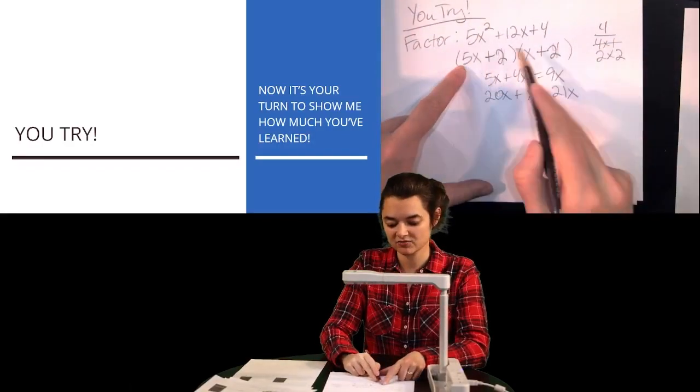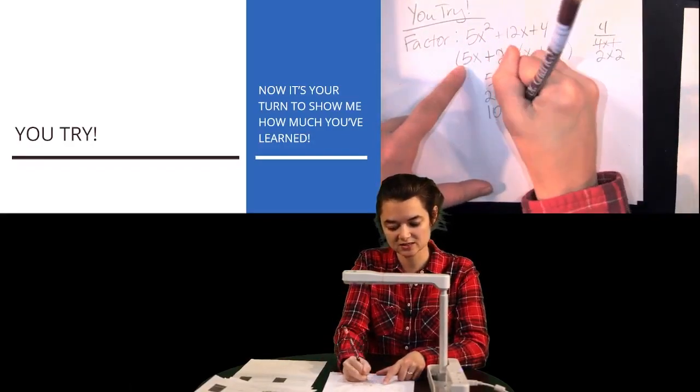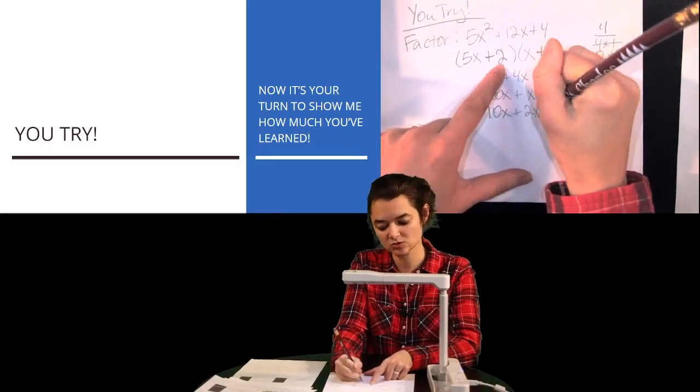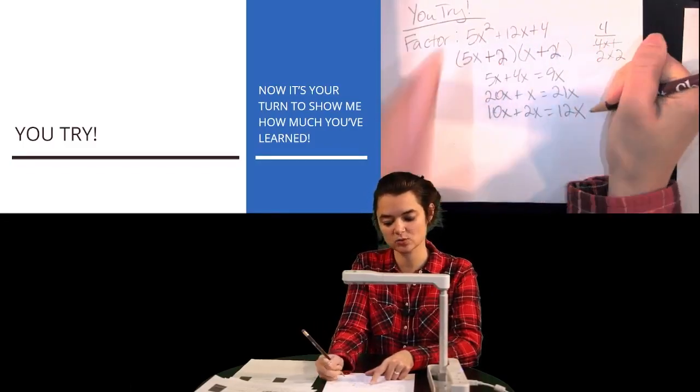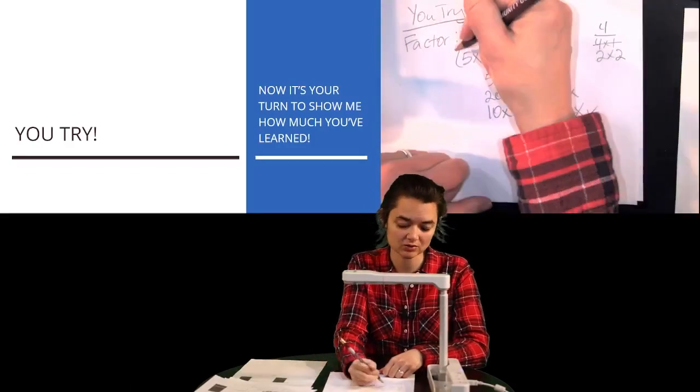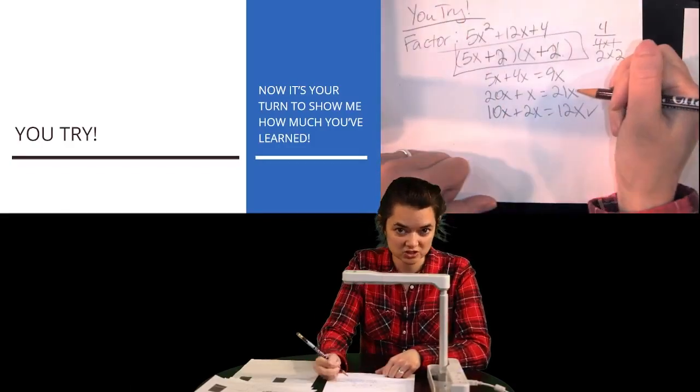And if I check that, 5x times 2 is 10x. 2 times x is 2x, and those are going to add to give you 12x, which is exactly what we're looking for. There's the one you want.